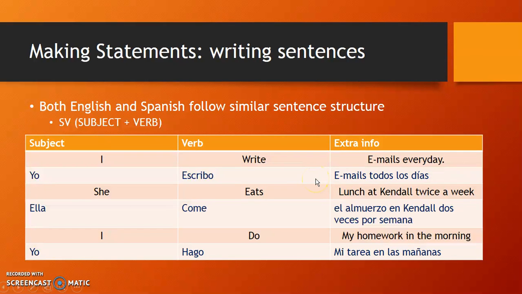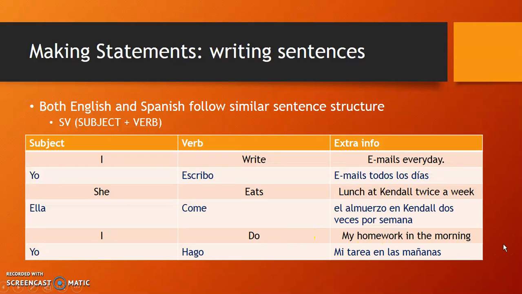The Spanish is going to be very similar. Yo escribo, because we conjugated the verb to yo, emails todos los días. She eats lunch at Kendall twice a week. So ella, who is doing the action, come, because we changed comer to conjugate it for ella, and then el almuerzo en Kendall dos veces por semana. Okay, last one. I do my homework in the morning. And as I said, the verb do is very important. You really, really need to memorize that one. So yo, and then hago, to conjugate hacer to yo. Yo hago mi tarea en las mañanas.